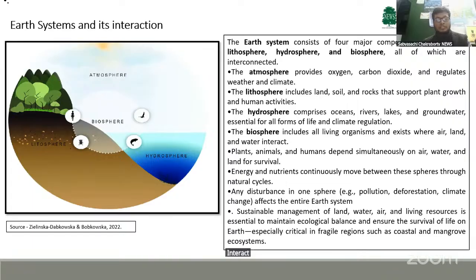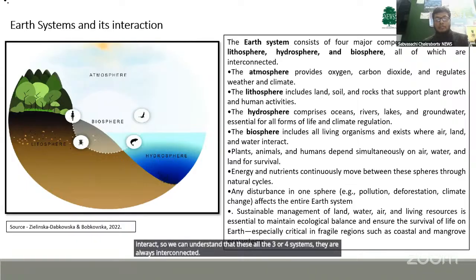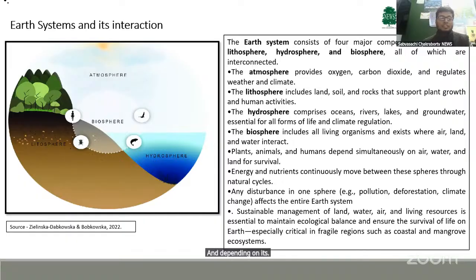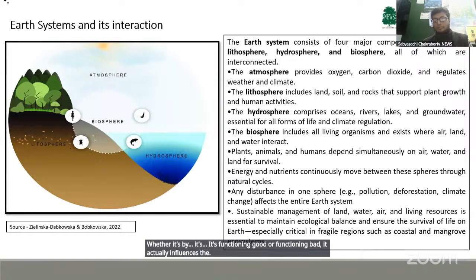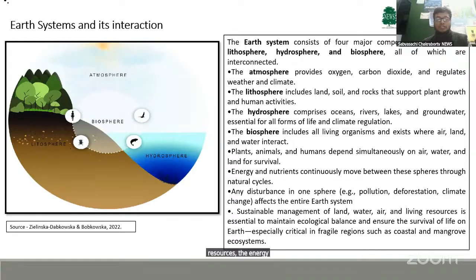So we can understand that all these three or four systems are always interconnected, and depending on whether it's functioning well or functioning badly, it influences the entire life forms there. Plants, animals, and humans depend simultaneously on these resources. The energy and the nutrients are also continuously moving between these.